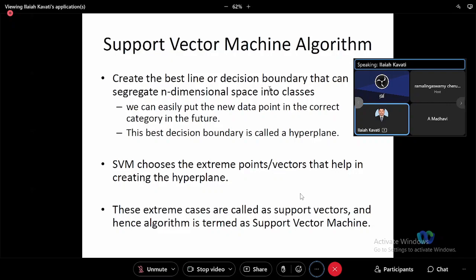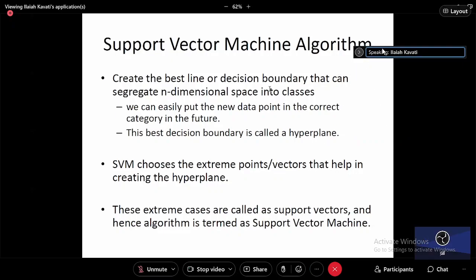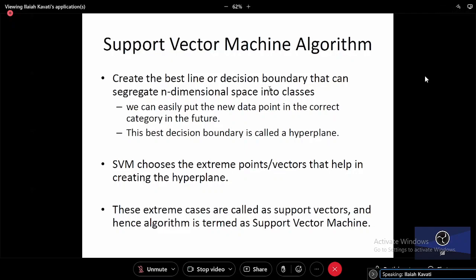Support vector machine algorithm. So here, the support vector machine algorithm works based on a decision boundary. We need to find a decision boundary that segregates the n-dimensional space, the given space, into different categories. We need to draw a decision boundary so that the left side is one class, the right side is another class, the top one is another class, the below one is another. Like that, we need to draw decision boundaries so that we can segregate into different classes.